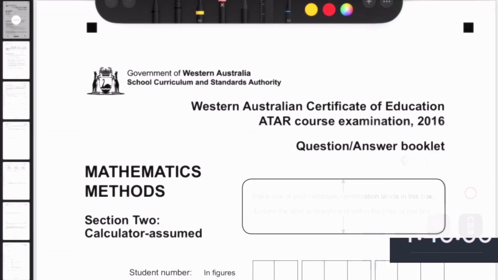Hello everyone, I'm going to try something new for my revision for my WACE exams. Obviously I'm year 12 right now. I am currently doing methods, physics, spec, chemistry and English. And part of my revision strategy is to just do a bunch of exams. So I'm going to be recording myself doing these WACE exams.